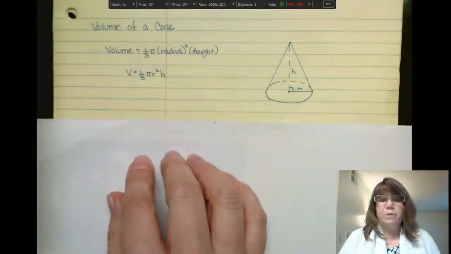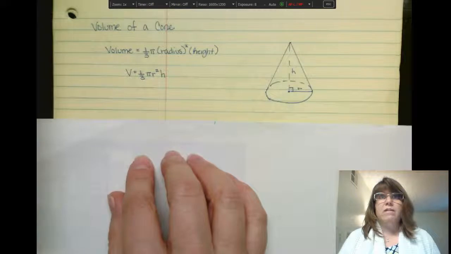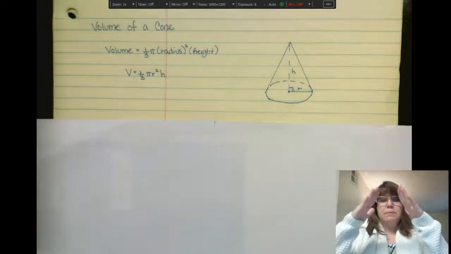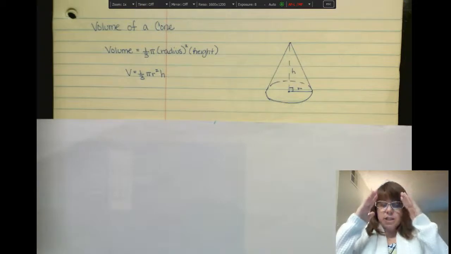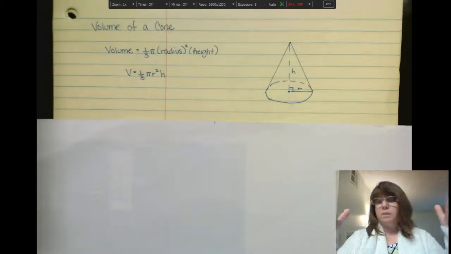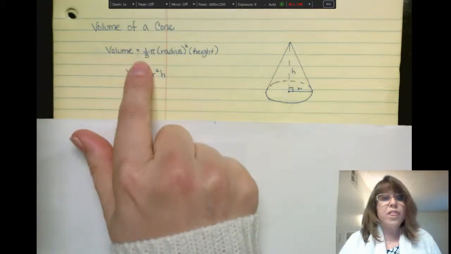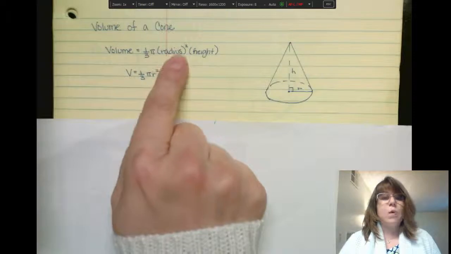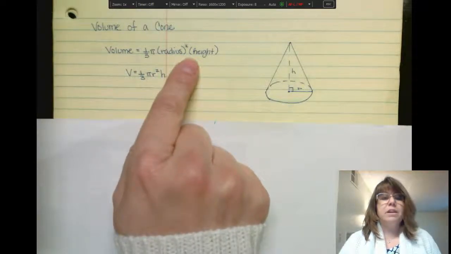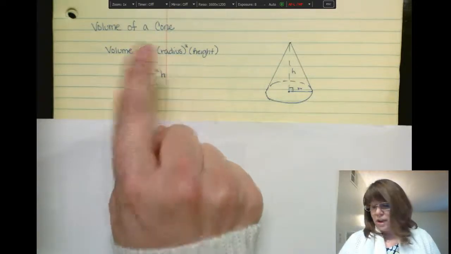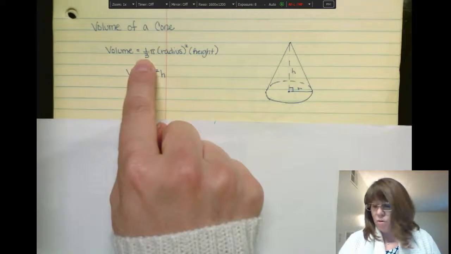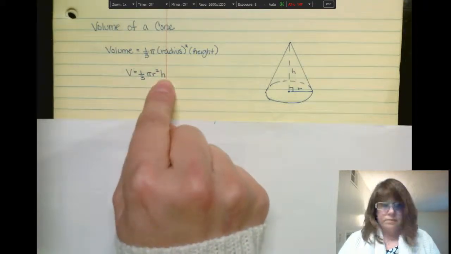Let's consider the volume of a cone. Now, the volume of a cone isn't as simple as the volume of a cylinder because our sides are collapsed. So here's your formula, not an easy way to remember it, but just try to memorize it. The volume of a cone is 1/3 pi times the radius squared times height. Okay, so it's almost a cylinder, but you have the 1/3 out front. So 1/3 pi r squared h.